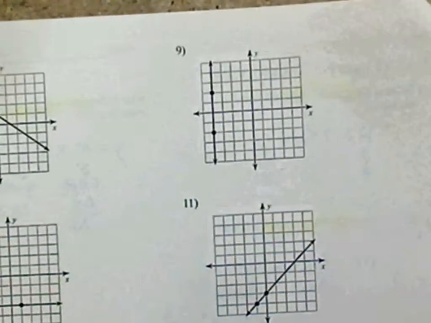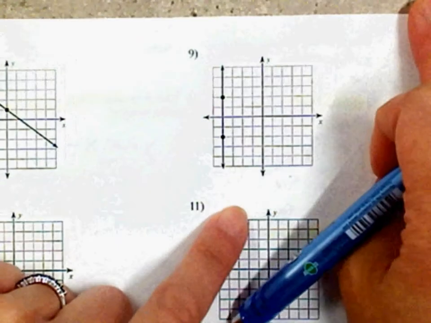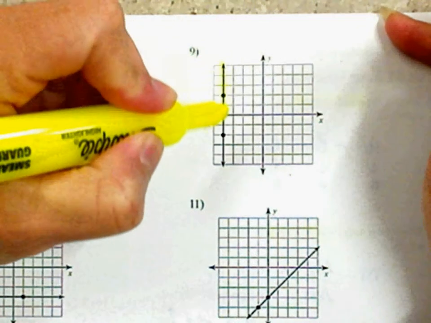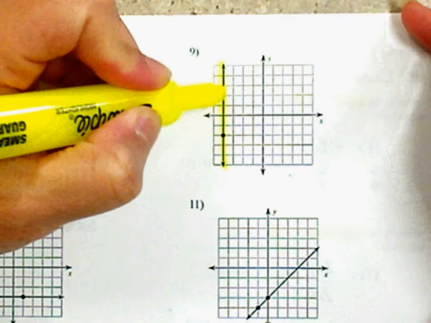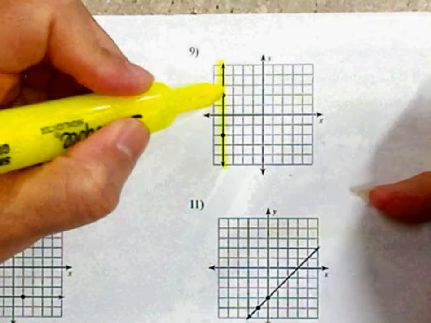Okay? Let's go to number 9. Unit 6 review number 9. Now if you take a look at this one, the line goes straight up and down. You notice how from this point to this point, it's going straight up and down. How do you know where to start? You don't.